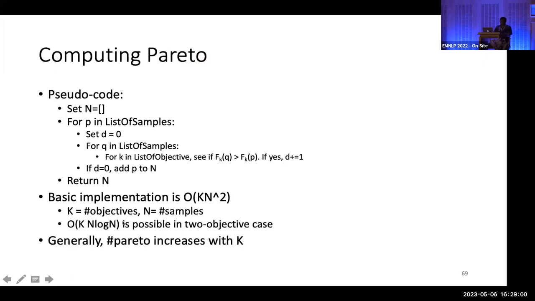If you only have two objectives, you can actually do n log n. Yeah, so Pareto is easy to compute. And yeah, that's the main point.